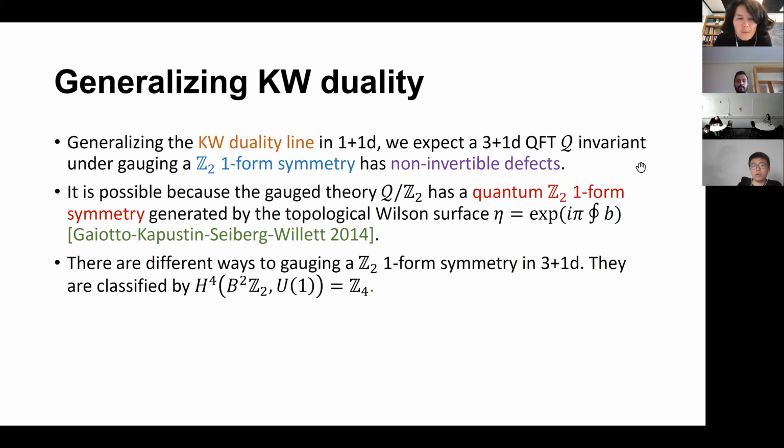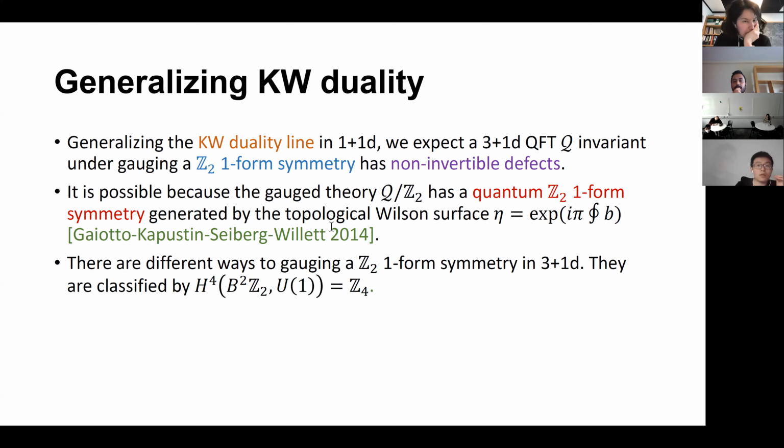So when we gauge a one-form symmetry, that means that we want to couple the theory to a dynamical Z2 two-form gauge theory. And in a Z2 two-form gauge theory, there exist some topological Wilson surface operators, which are just given by the integral of the two-form gauge field on the surface sigma. And when you fuse two of these topological Wilson surfaces, you just get the trivial surface. So they form a Z2 fusion algebra, and they will generate Z2 quantum one-form symmetries in the gauge theory.